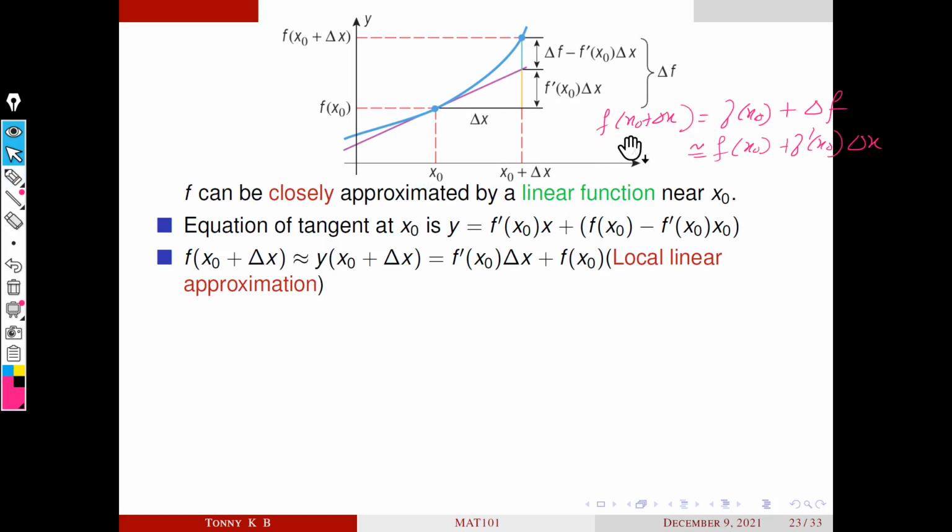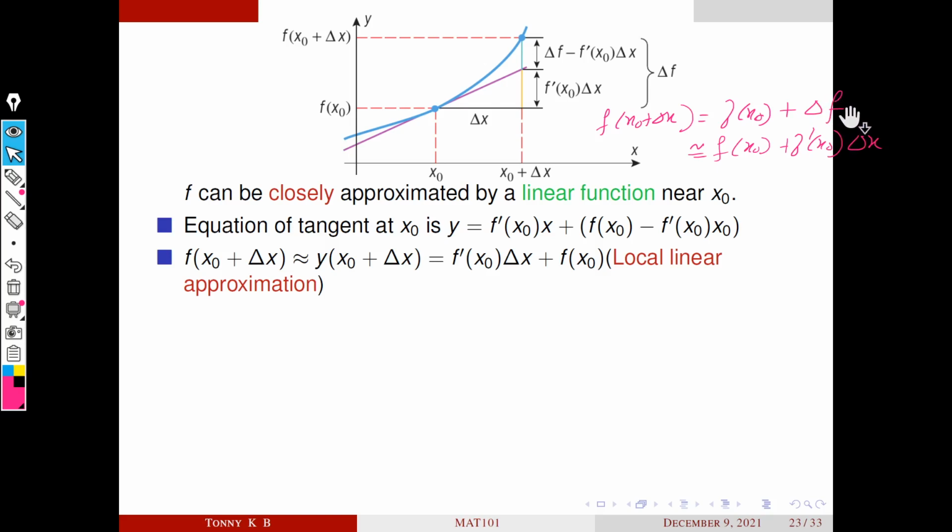Now we assume that this f of x naught plus delta x is equal to f of x naught plus some change in f. Actually we don't know what delta f is. But now we approximate the same f of x naught plus delta x using this quantity, that means f of x naught plus f dash of x naught into delta x. So the common term is f of x naught. So the change in f, that is our delta f, we approximate using f dash of x naught into delta x.